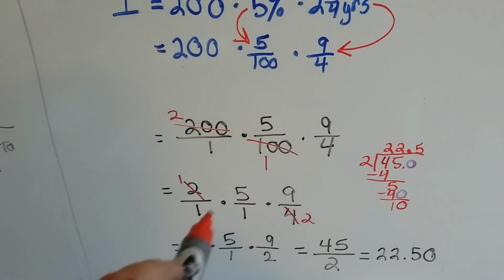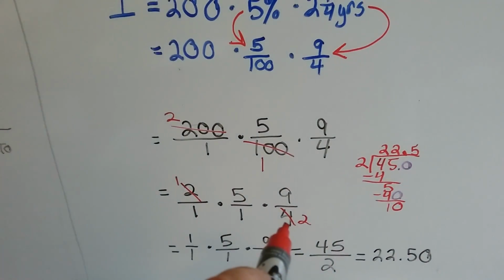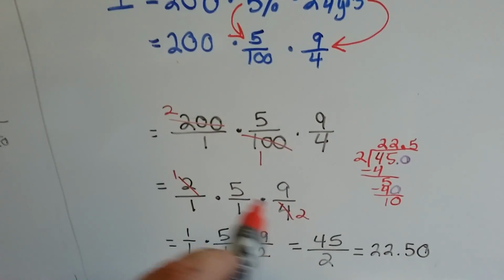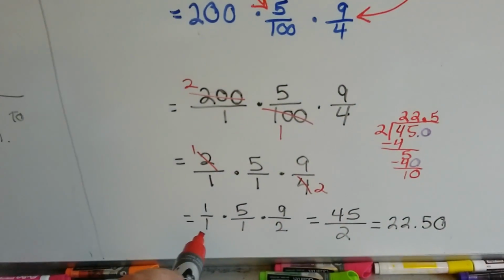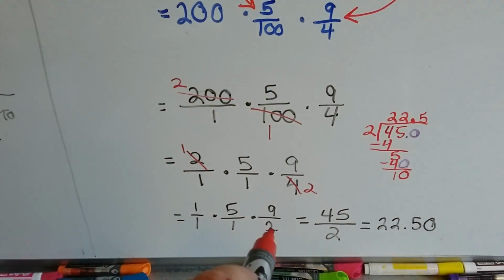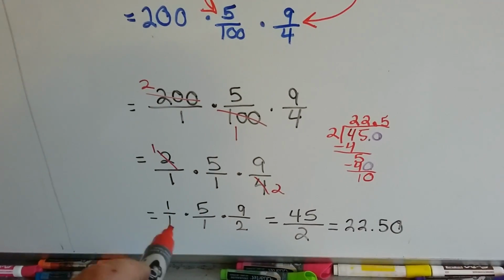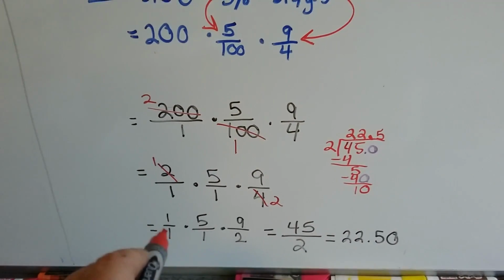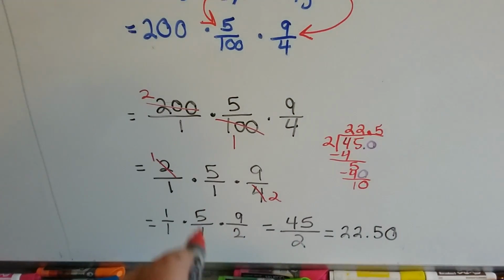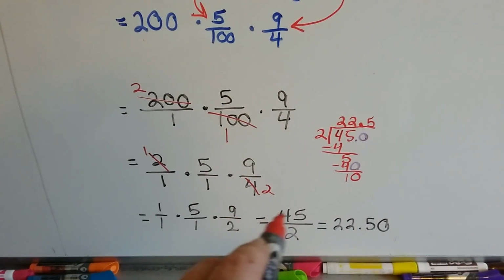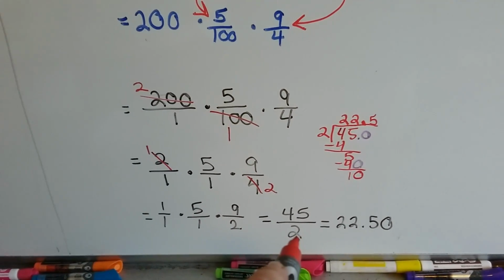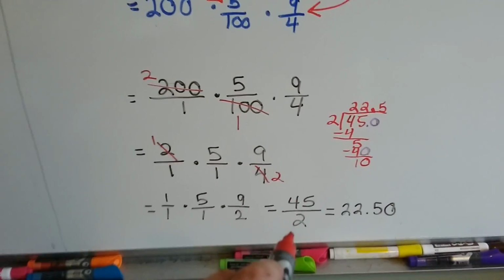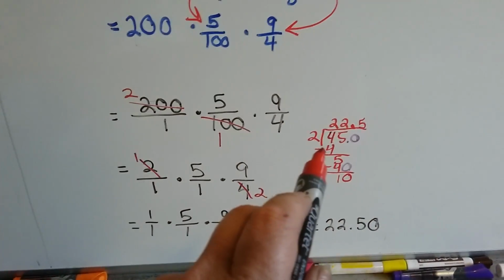Now we've got 2 over 1 times 5 over 1 times 9 over 4. Well, this 2 and that 4 can cancel each other out as a 1 and a 2. Now we have 1 over 1 times 5 over 1 times 9 over 2. 1 over 1, well, we can just kind of ignore that because it's just multiplying this times 1, isn't it? So 5 times 9 is 45 over 1 times 2 is 2. See, if we multiplied that by 1, we'd still have 45 over 2. Identity property, right?